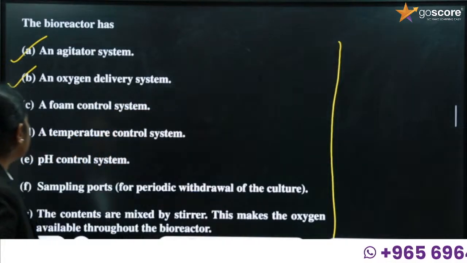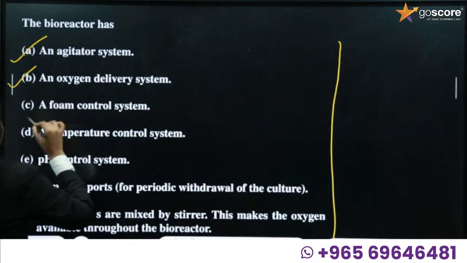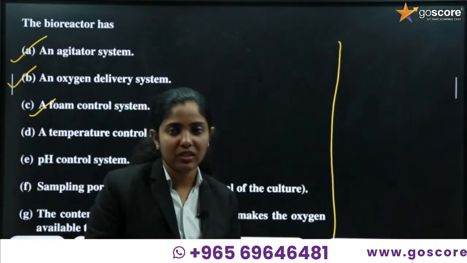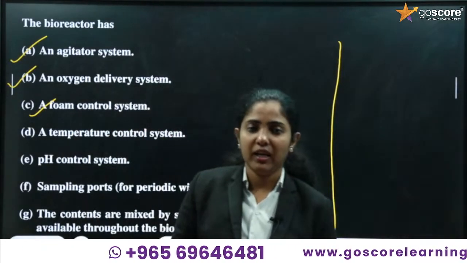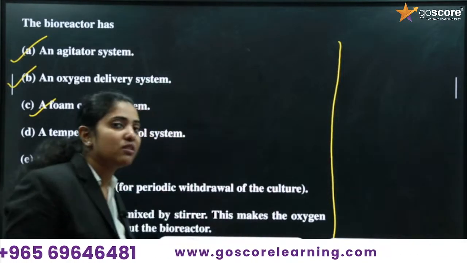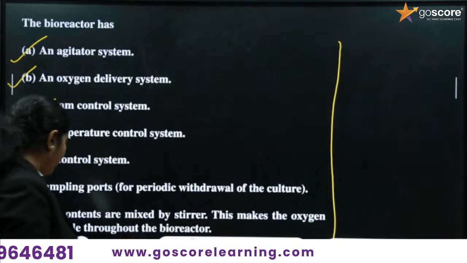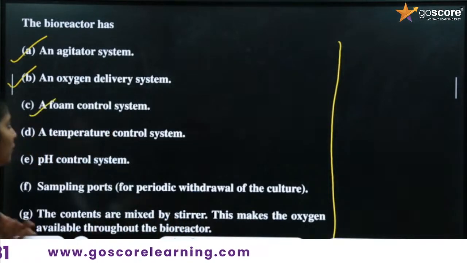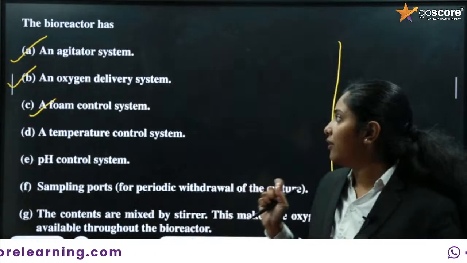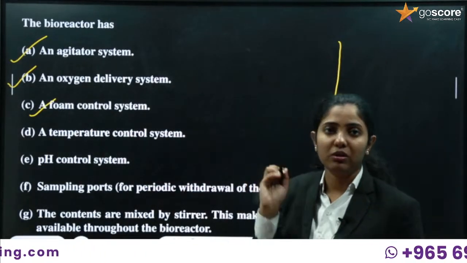Okay, then what is the third? A foam control system is present. Foam control, see, this is agitation. What is the agitation process that will be taking place? During this agitation, there is a chance of formation of bubbles. That means foam will be produced. So that foam production has to be controlled, and for that there is a foam control system.